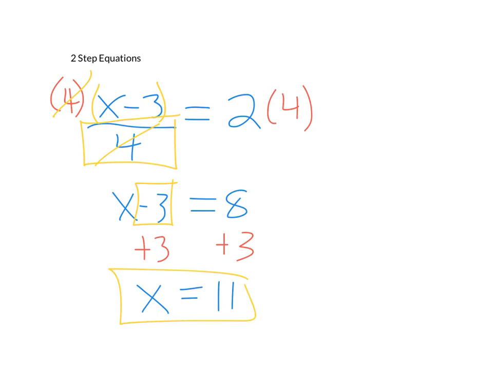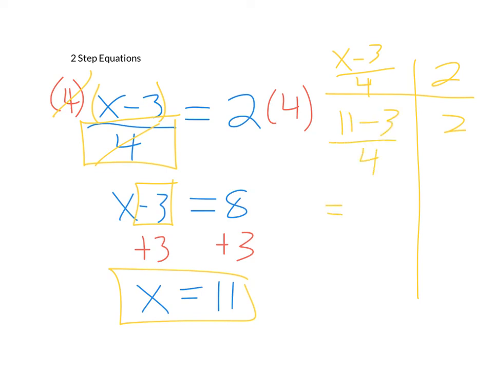Alright, and so we'll do our final left side, right side check over here, knowing that we've got x minus 3 divided by 4 being equal to 2. So 11 minus 3 over 4. 11 take away 3 is 8 over 4. 8 divided by 4 is 2. So our left side equals right side.